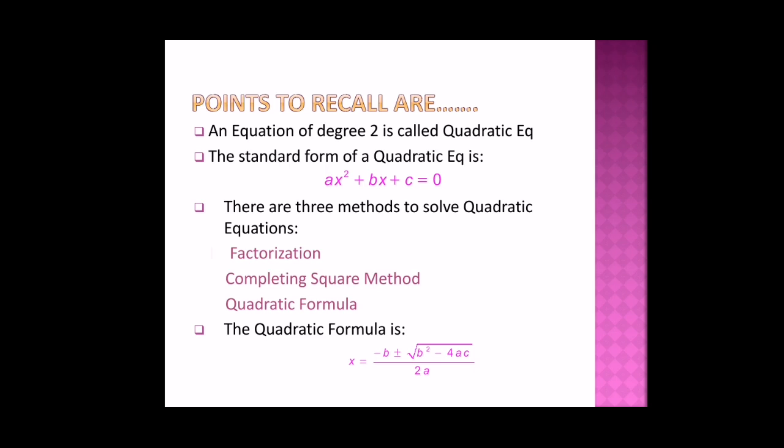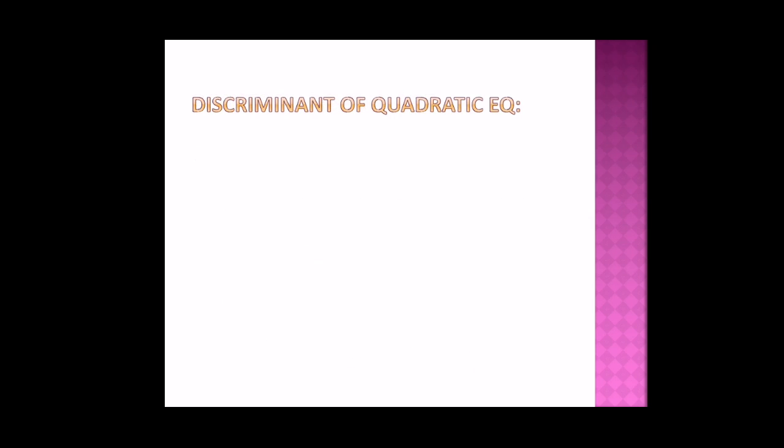So these points are to be kept in your mind before starting chapter number 2. So let's start chapter number 2. The first content, or the basic thing which we will study in chapter number 2, is the discriminant of quadratic equation.